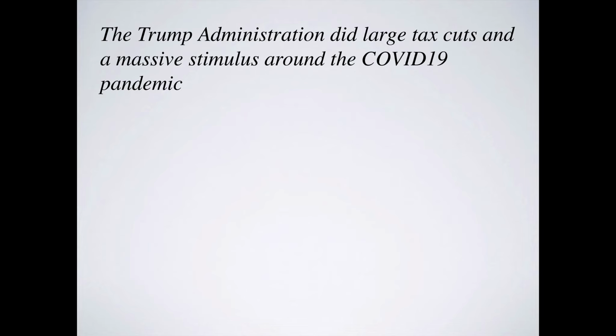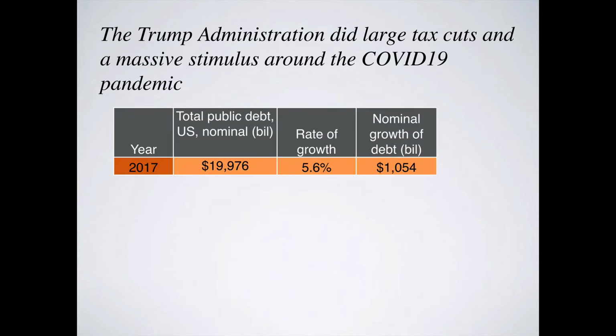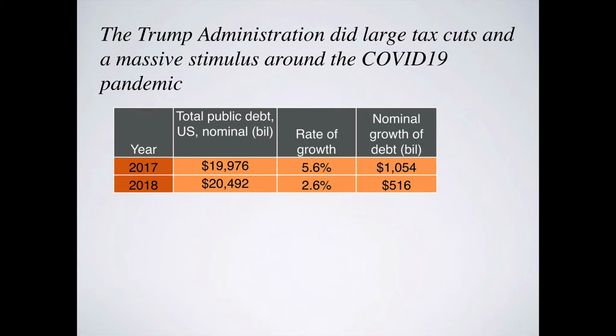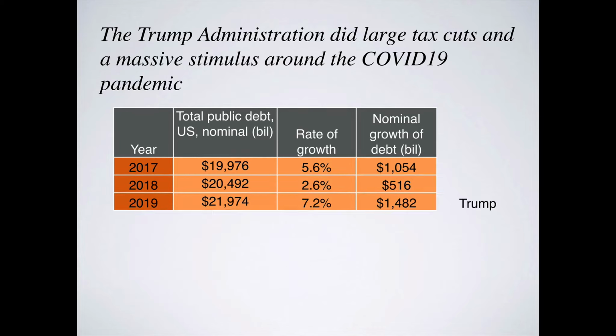And the Trump administration, of course, did large tax cuts, and they also had a massive stimulus around the COVID-19 pandemic. So there are fewer years of the Trump administration here. We can look at 2017, 2018. We find the growth of the debt is low during those years. At this point, the economy is in a growth mode. So this is one of the reasons why the rate of growth of the debt is lower.